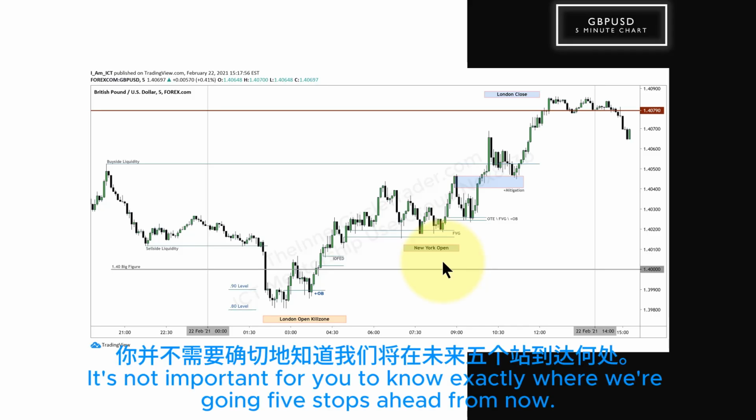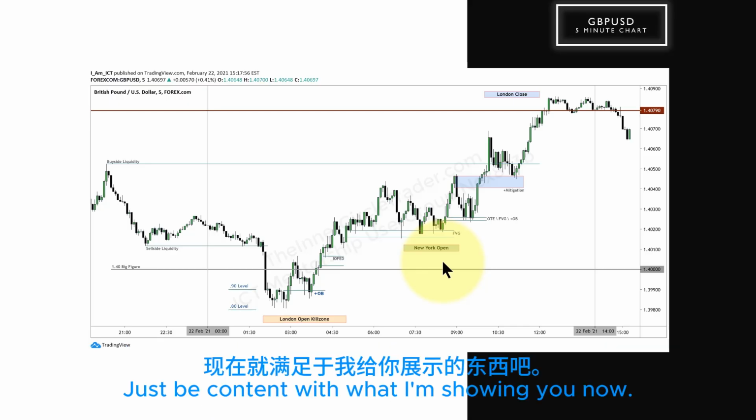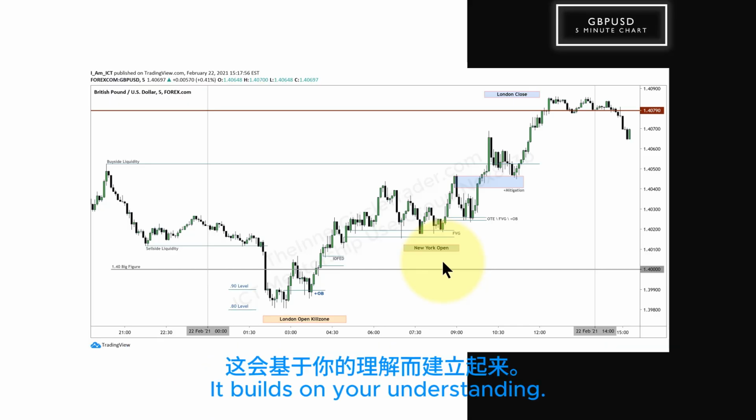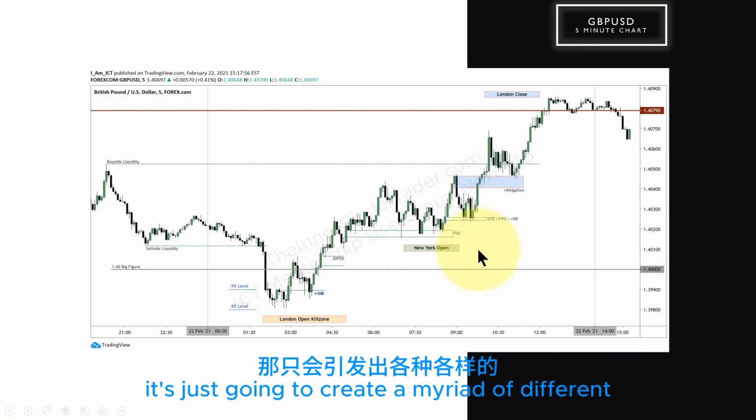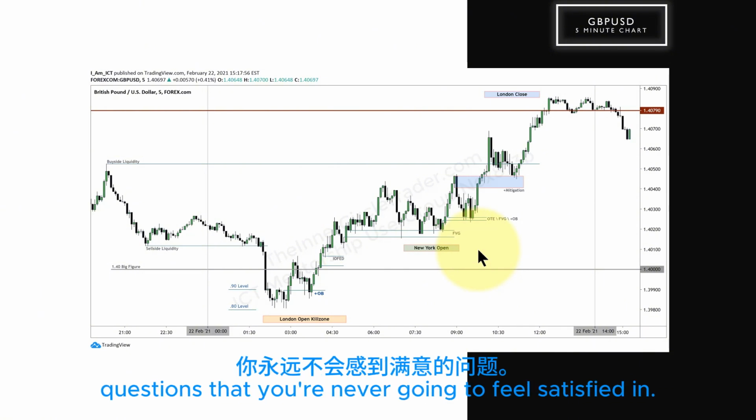It's not important for you to know exactly where we're going 5 stops ahead from now. Okay, just be content with what I'm showing you now, because it builds on your understanding. If I give you everything about kill zones, it's just going to create a myriad of different questions that you're never going to feel satisfied in.